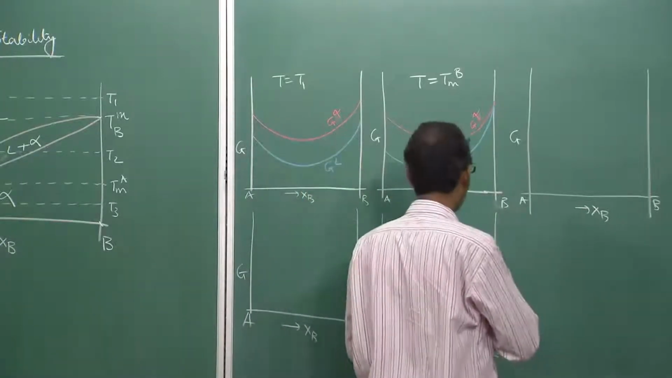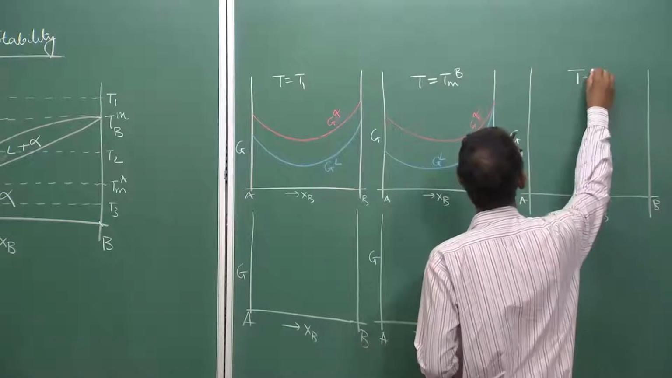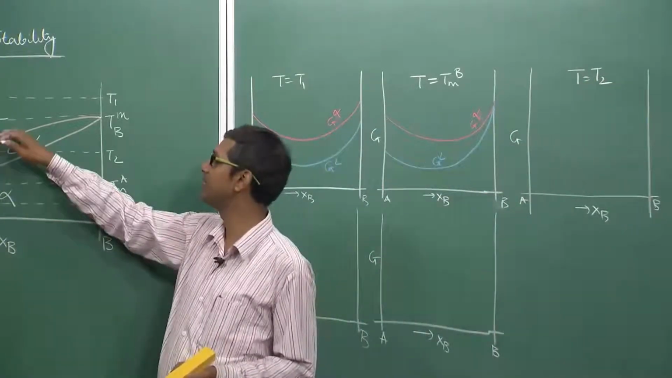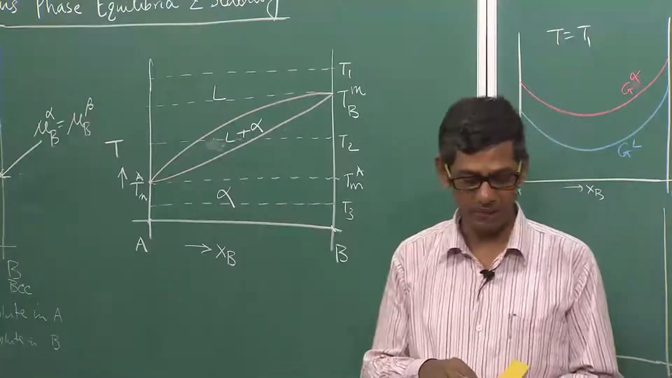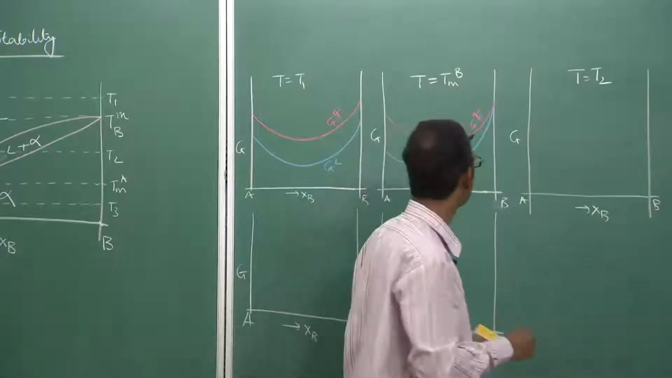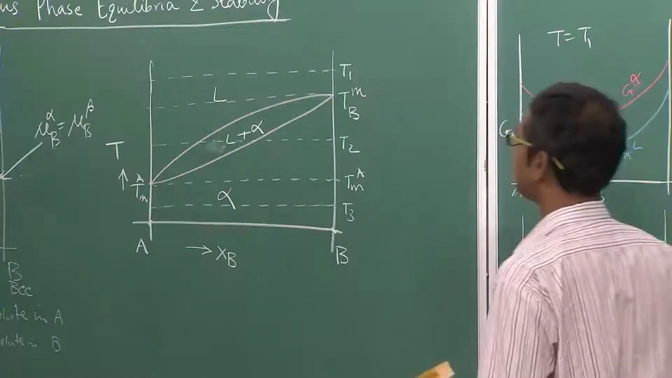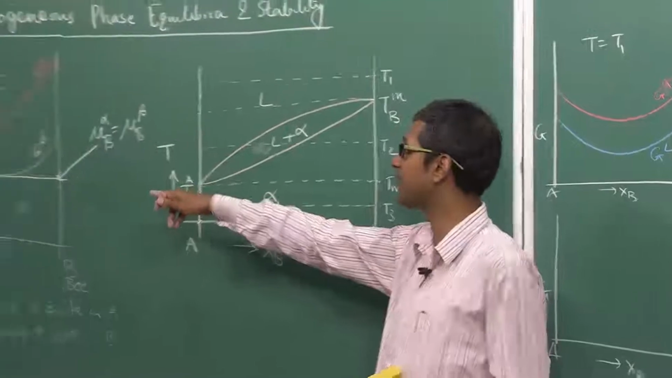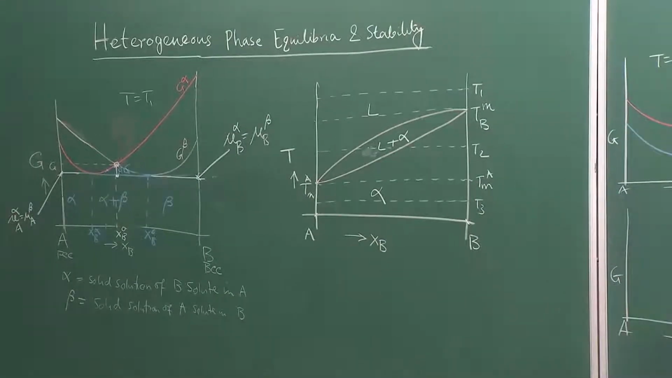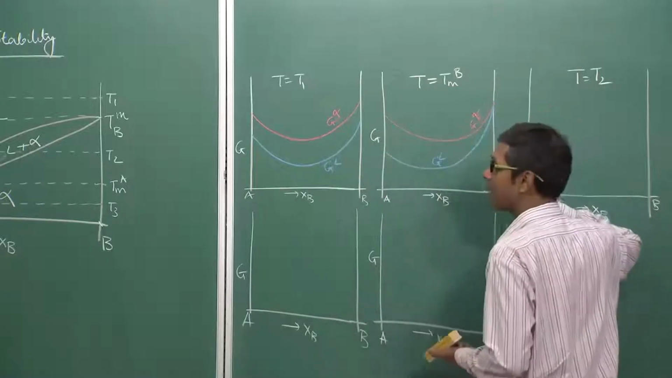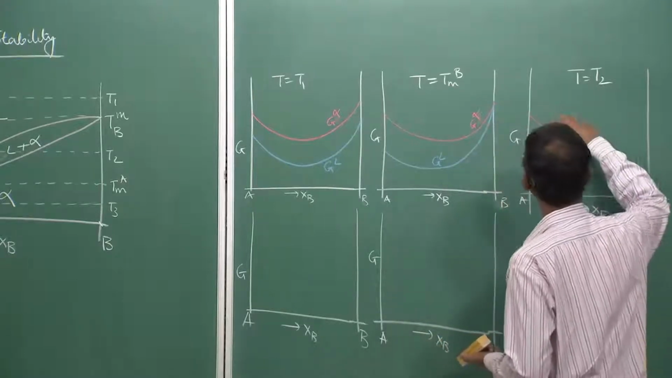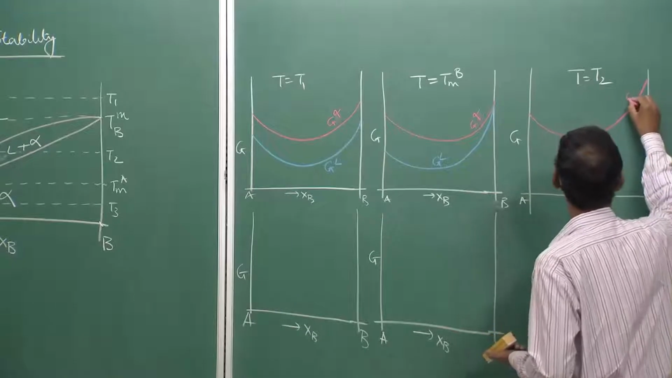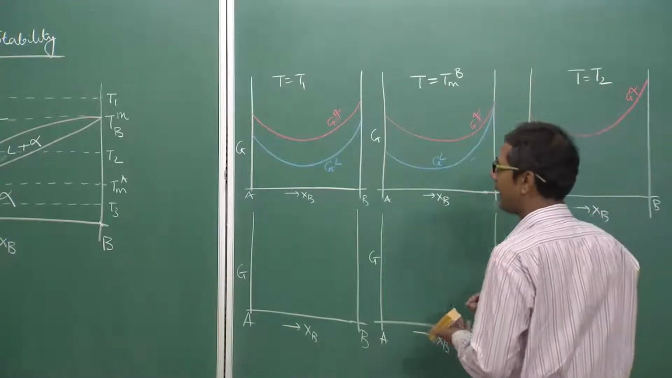Now what happens when I draw at temperature T equal to T2? That is the temperature between these two phase fields. Let us see what happens. First, obviously because both phases are stable, there must be a crossover, as I told you. From the first diagram it is very clear there will be a crossover. So liquid and alpha, sorry, this is alpha, not liquid, and correct.